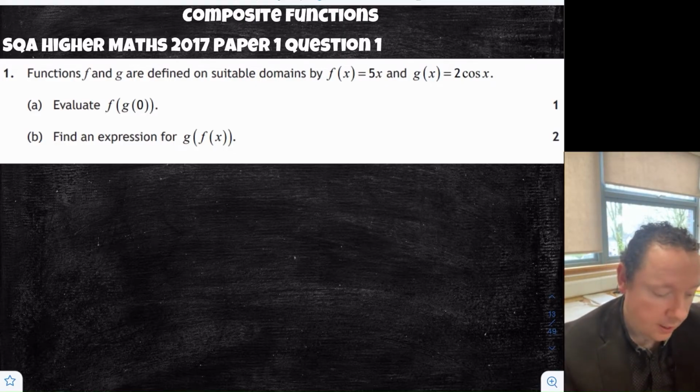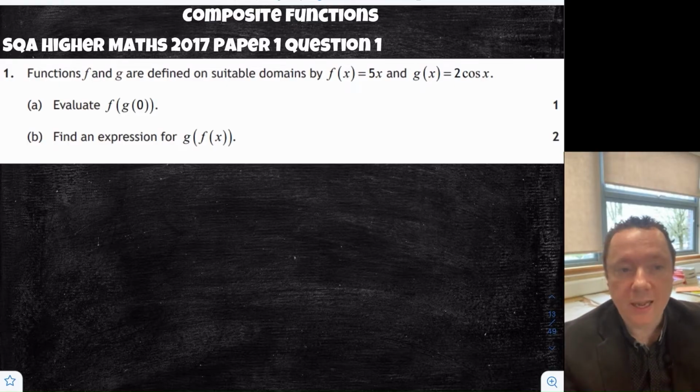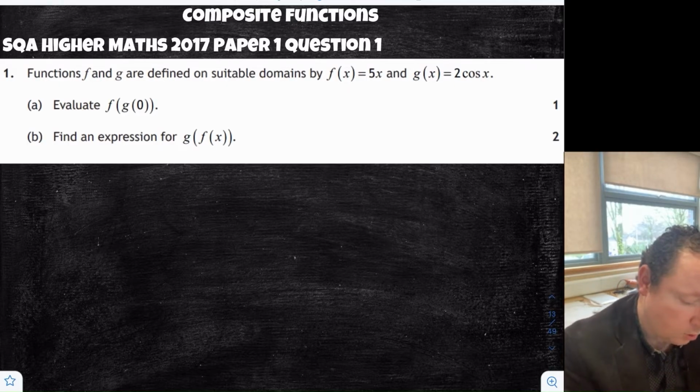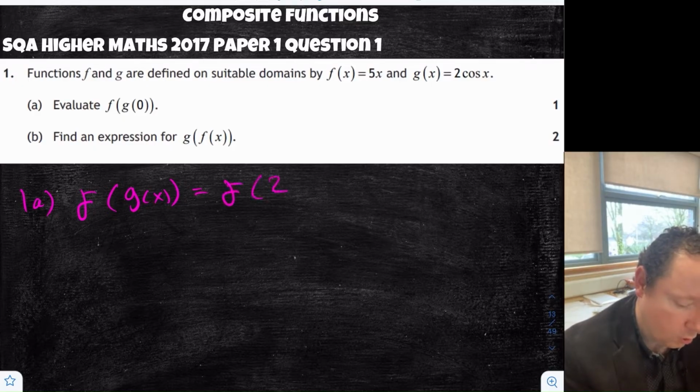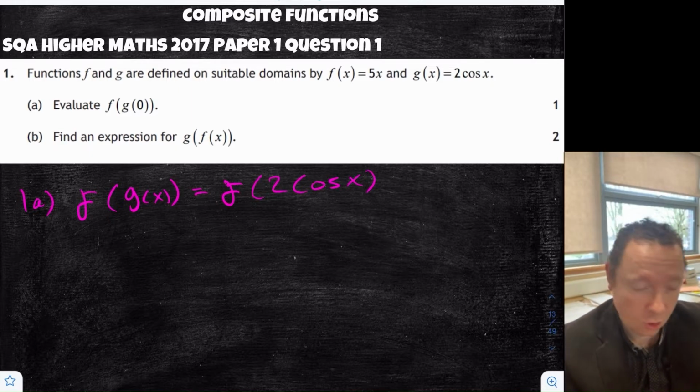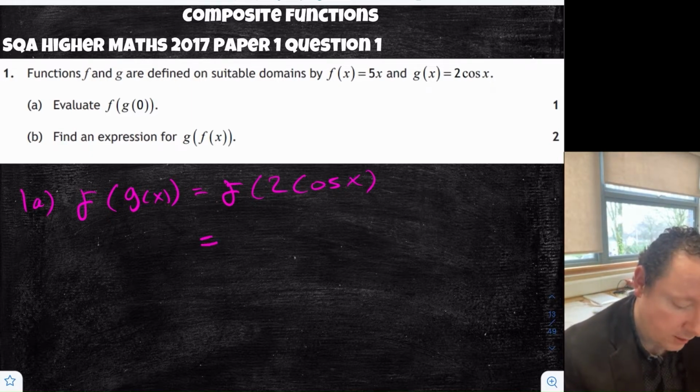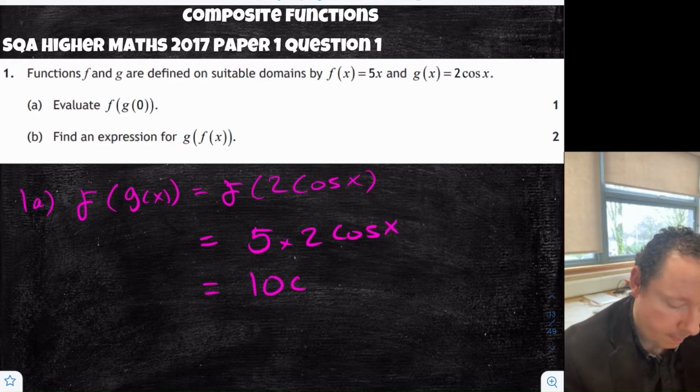You can find f of g of x, or you can work out g of 0 and shove it into f. I'm going to do it by doing f of g of x. So f of g of x is equal to f of 2 cos x. So every time I see an x in f, I put 2 cos x. So that means I've got 5 times 2 cos x, which is 10 cos x.